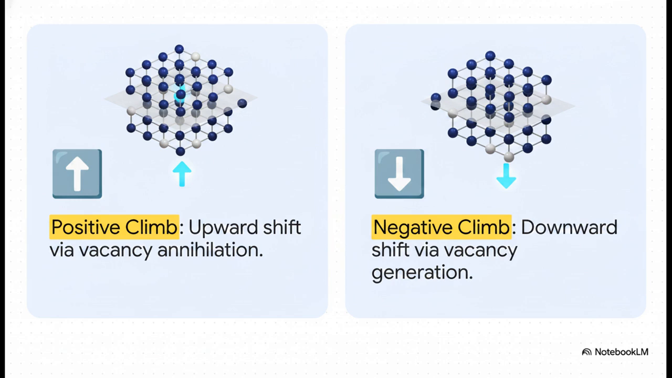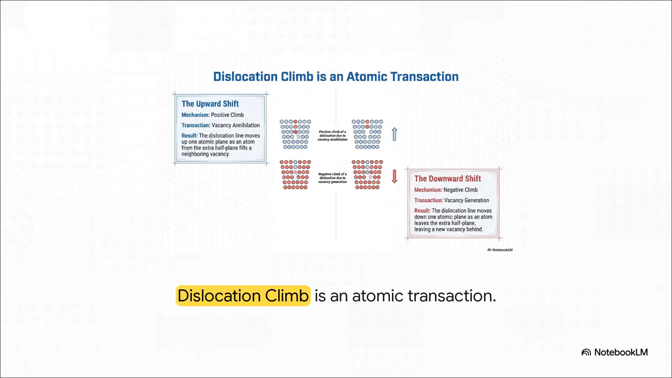You can basically think of it as the surrounding crystal lattice either swallowing an extra atom whole or spitting one right out. These atomic transactions literally force the dislocation line to shift, but by exactly one atomic plane at a time. So, if an atom from the extra half plane moves to fill a neighboring vacancy, it pulls that entire dislocation line up. But if an atom leaves that extra half plane entirely, it leaves a brand new vacancy behind and shifts the line down. It's not a sweeping motion, it's a highly localized, incredibly precise transaction.